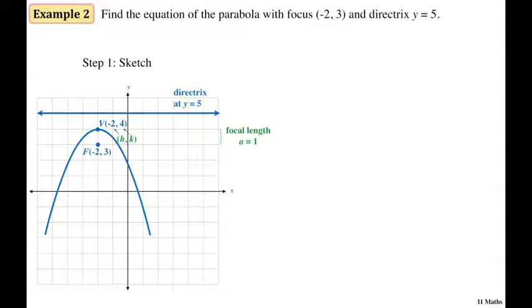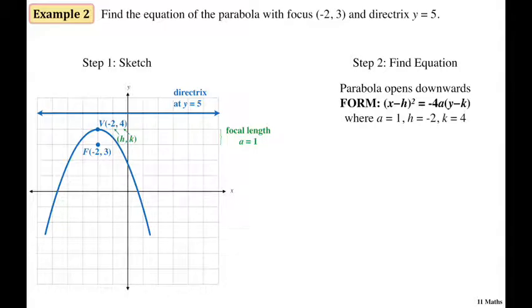H, K, I know from my vertex here, so H is minus 2, K is 4. Any parabola that opens downwards is x squared equals minus 4ay, but I've got an x take h and a y take k, so there's my formula. I know a, I know h, I know k. Let's plug them into our formula. So (x minus minus 2) squared equals minus 4 times 1, (y take 4).